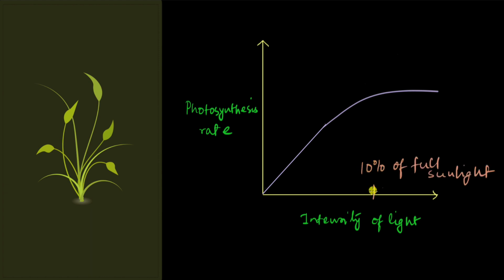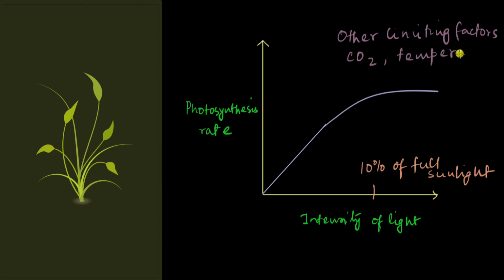But why is this? Intuition would tell us that as you increase the sunlight more, the photosynthesis rate would increase more. But actually, there are other limiting factors like carbon dioxide and temperature. So what do I mean by limiting factors? That means they are limiting the amount of photosynthesis that can happen. Why are they limiting it? Because they themselves are not enough.